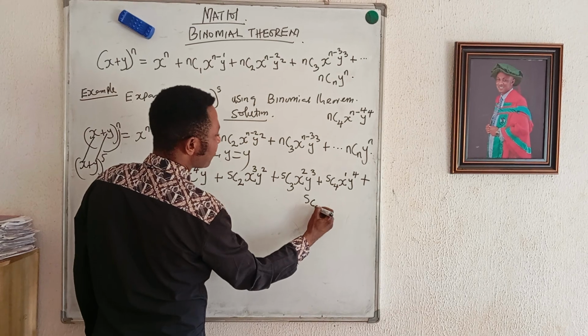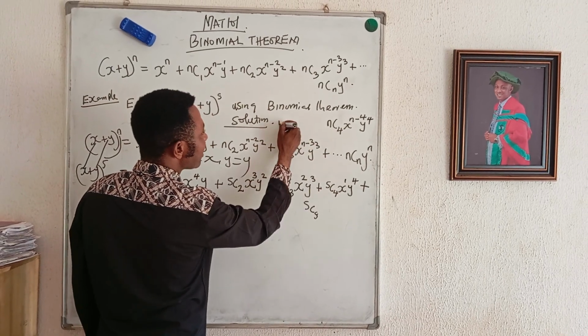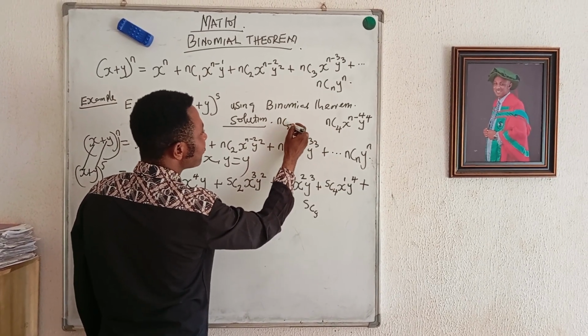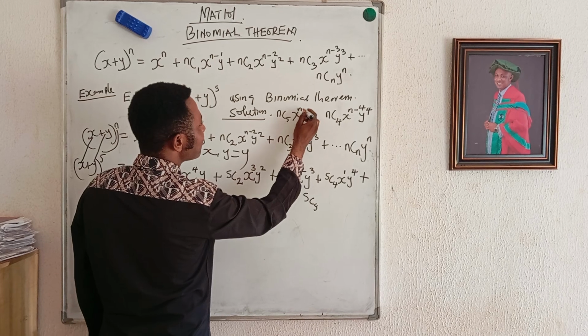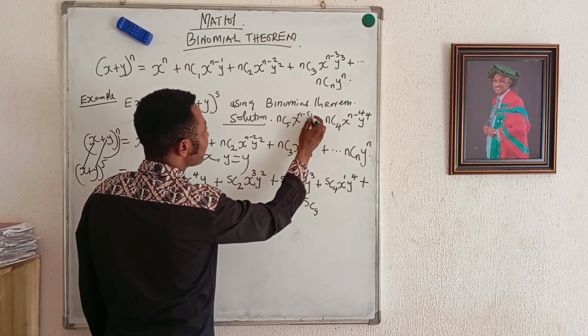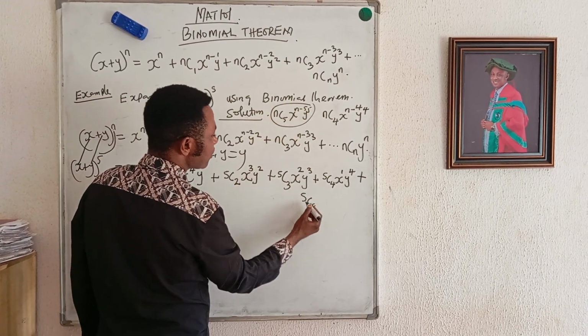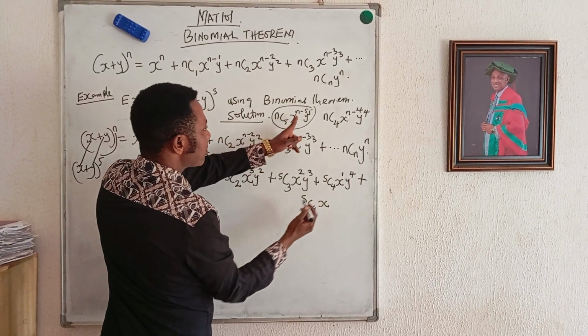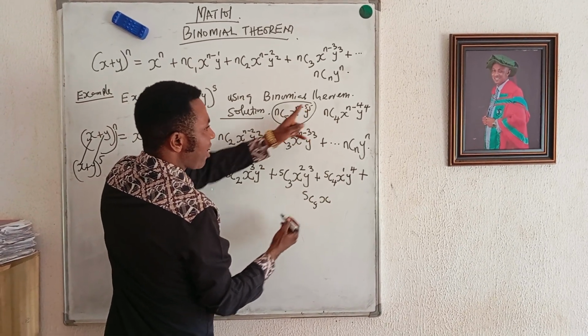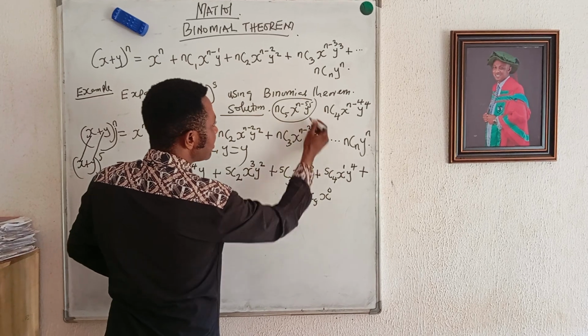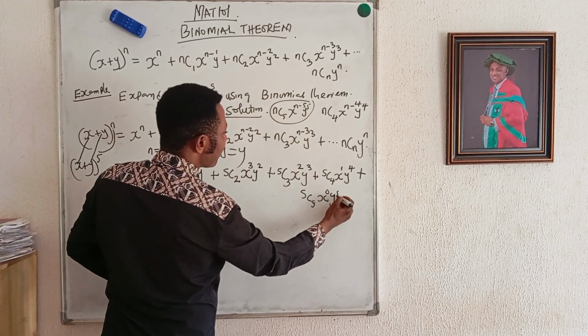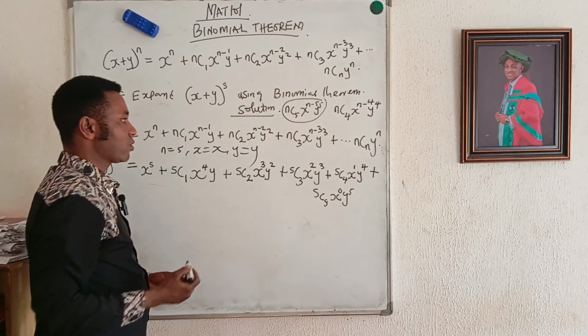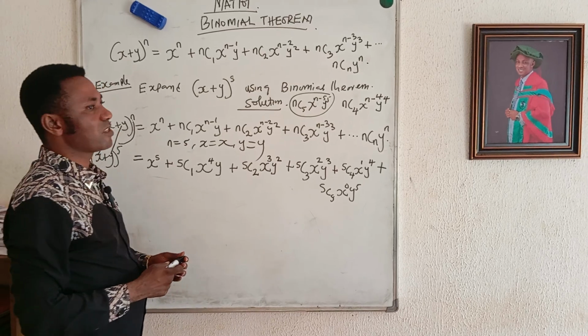5 combination 5. The next is here now. It's going to be n combination 5, x^(n-5), y^5. That is where we are ending. So 5 combination 5, x power what? n is 5. 5 minus 5 will have 0. Then y power 5.